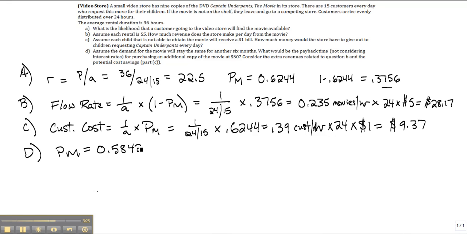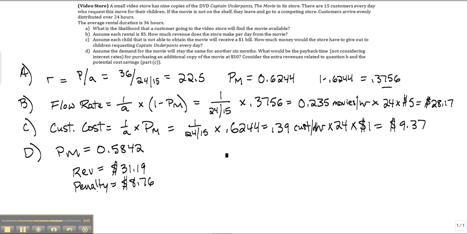0.5842. Then we can plug this into the flow rate formula and get a daily revenue that they're making on the video, which is equal to $31.19, and the penalty they're paying to children is equal to now $8.76.